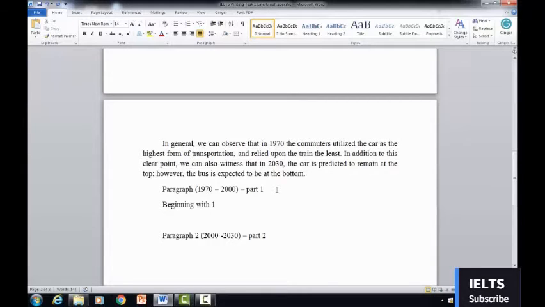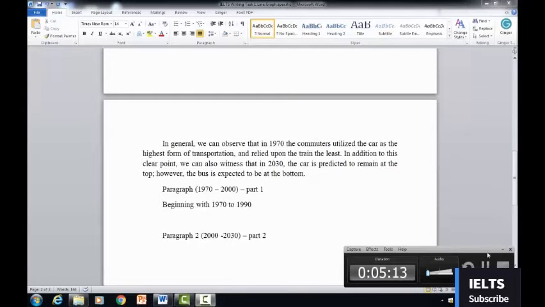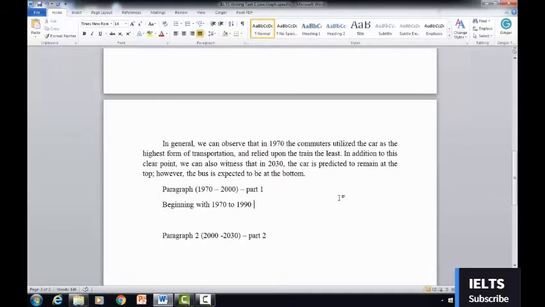Beginning with 1970 to 1990, we can see how car usage rose by around 1 million.